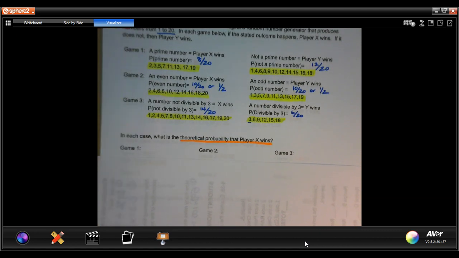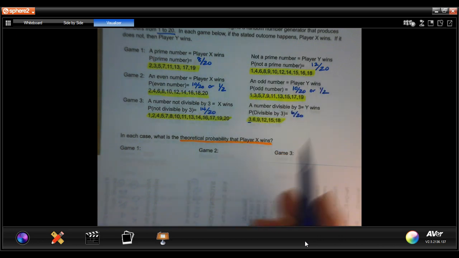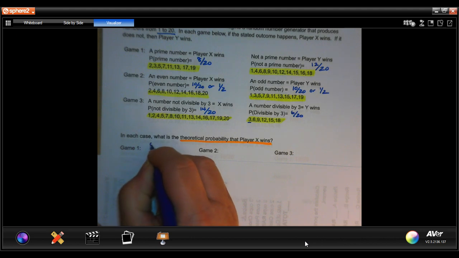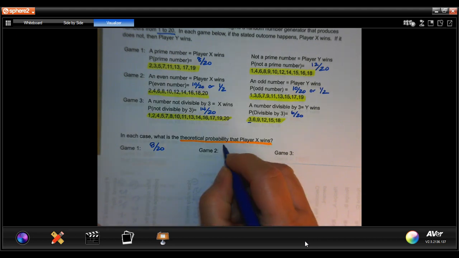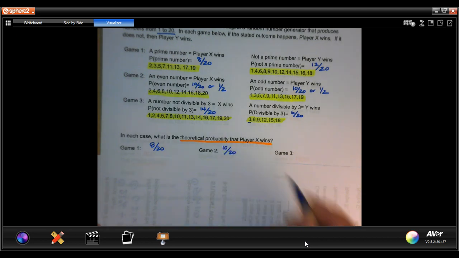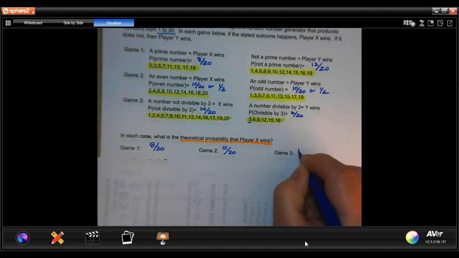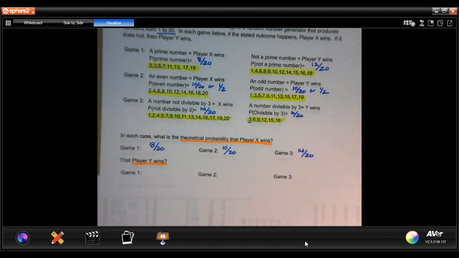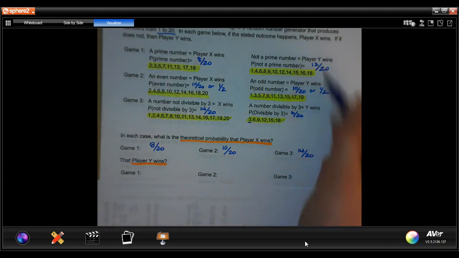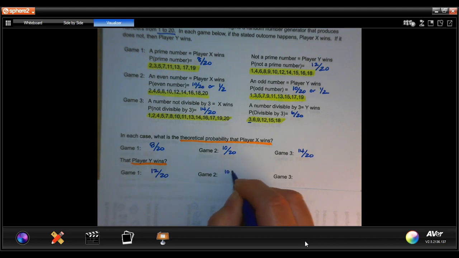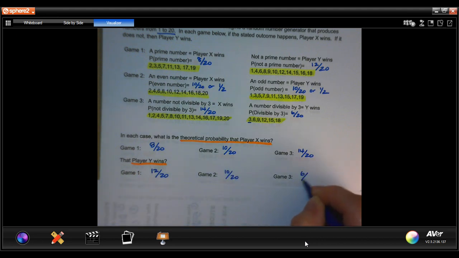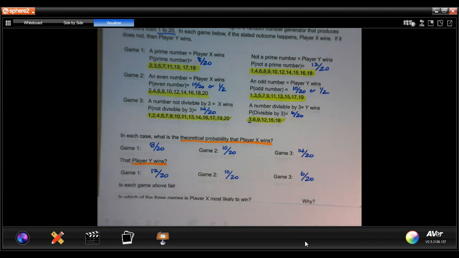Then moving down here, I've already done some of the background work. The theoretical probability that player X wins in game 1 is 8 out of 20. Game 2 is, we'll just leave these all in 20s. And then game 3 is 14 out of 20. Player Y winning, I'm going to go over here, would be 12 out of 20, 10 out of 20, and 6 out of 20.